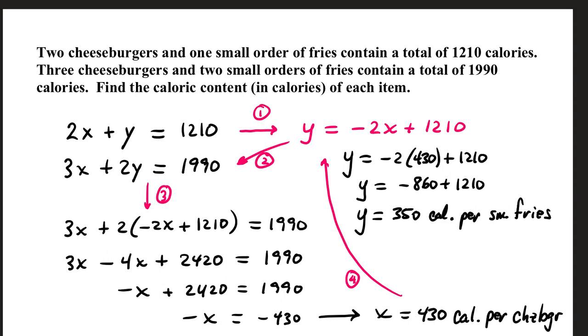That's calories per cheeseburger. Now, taking this back up to step one, replacing x with 430, we can now find the caloric intake of the small order of fries. Multiply by negative 2, add 1210, we get 350 calories for a small order of fries.